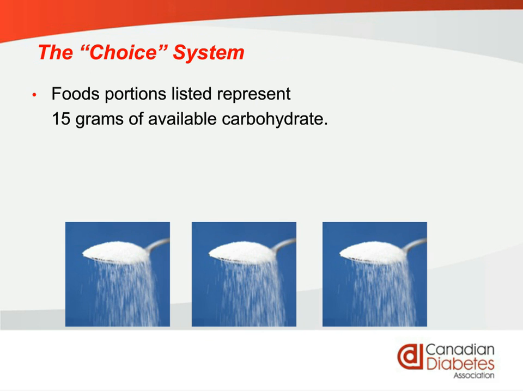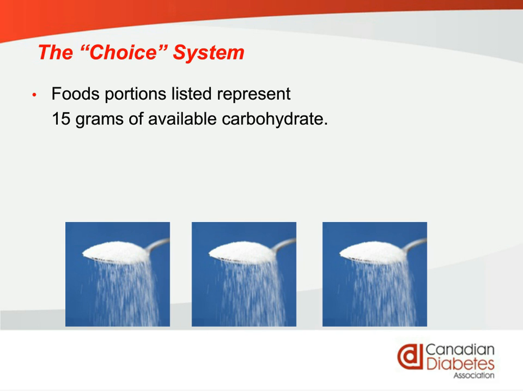To our body, each of these serving sizes means the same thing. It means sugar, because we turn it into sugar. And 15 grams of carbohydrate is about the same as 3 teaspoons of sugar. So by using the choice system, it's a good way of estimating our carbs. We can talk about choices, or we can talk about grams of carbohydrates.